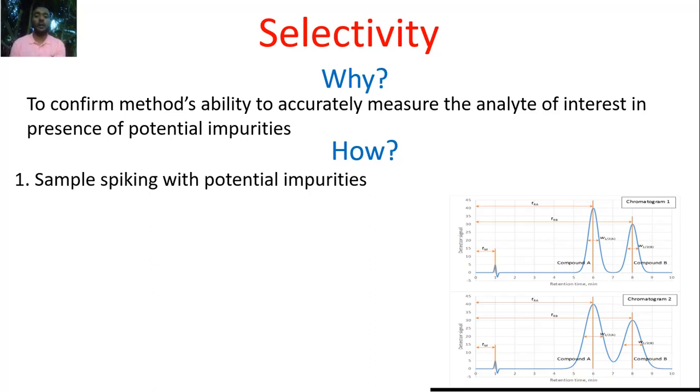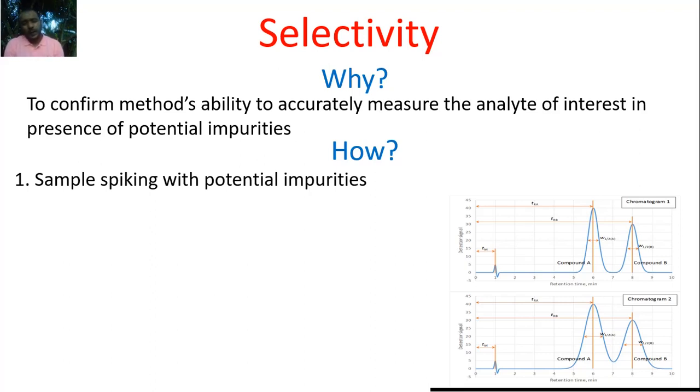Sometimes even 1.5 is acceptable, but sometimes changes in ambient temperature or the pH of the mobile phase can change the resolution factor to below 1.5. So ideally it should be 2 or above.